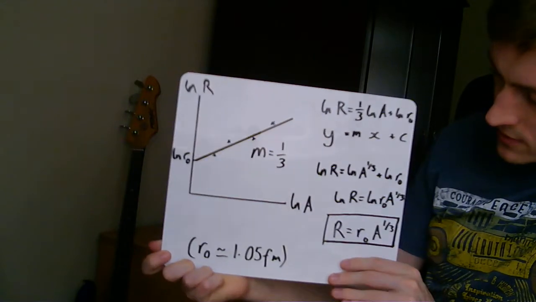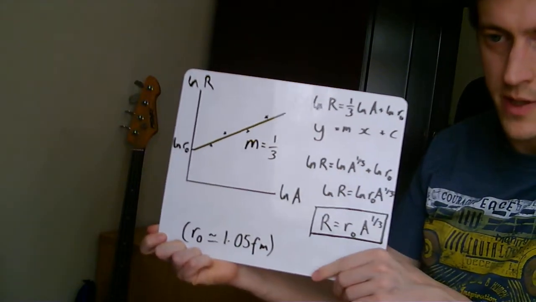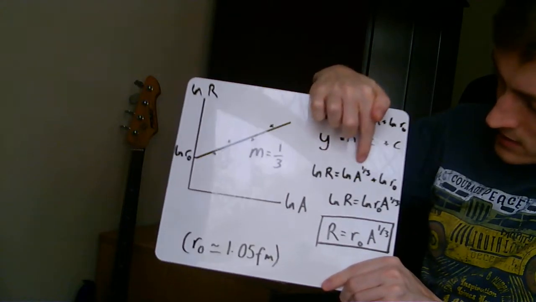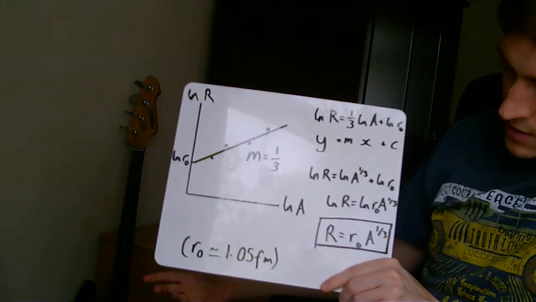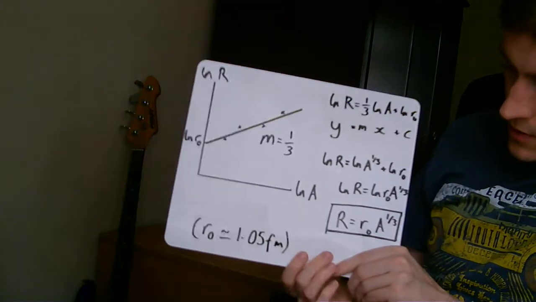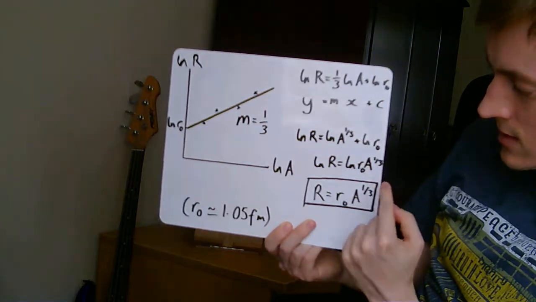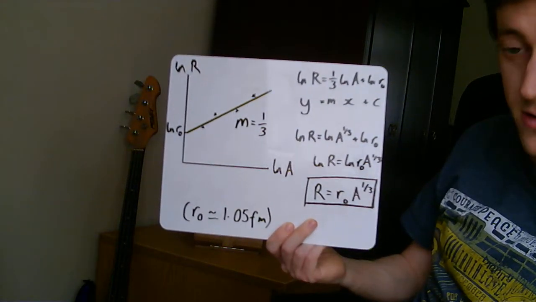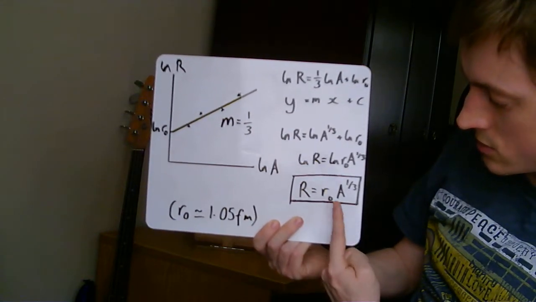I now notice that I've got two logs added together. If I've got two logs added together, I can just make that one big log of the two things multiplied. So ln a to the third plus ln r naught is the same as ln of a to the third times r naught, or ln of r naught a to the third. And then you notice that you've got ln of something equals ln of something else, so that something must be the same as something else. Get rid of the logs is what we're saying. And what we end up with is r equals r naught a to the third.